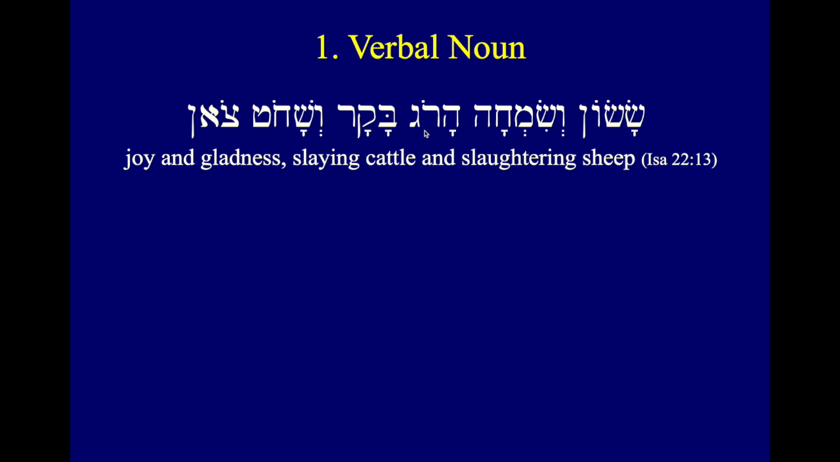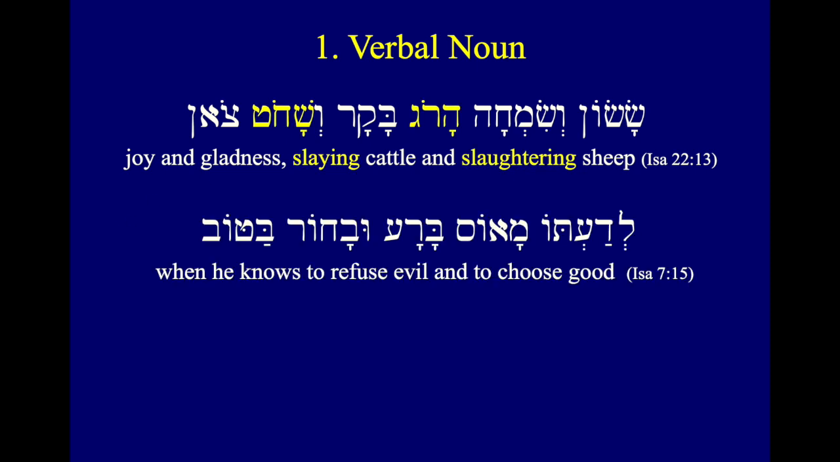So to slay. So really, in Hebrew, this is kind of like joy and gladness, to slay cattle and to slaughter sheep. But it doesn't work that well in English to say it that way. It really works better to use these gerunds like -ing: slaying cattle and slaughtering sheep. So this is like getting ready for a celebration. Here's another example.